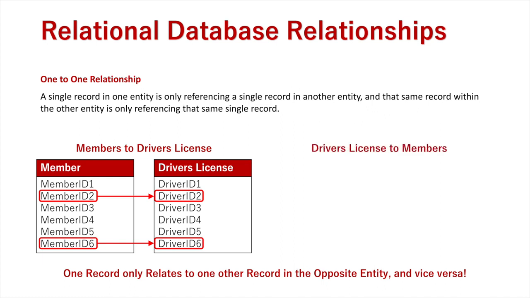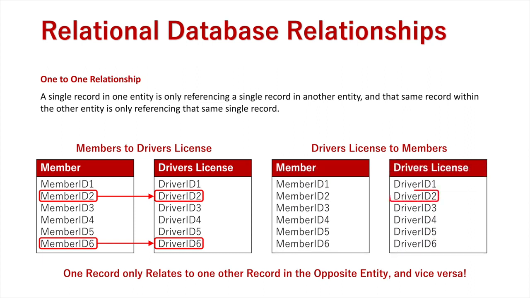On the flip side, from driver's licenses to members, it's exactly the same. Driver ID 2 is only referencing member ID 2, driver ID 6 is only referencing member ID 6. So it's exactly the same going both ways. One record in one only references one in the other. It is a simple relationship: one record only representing one other record.